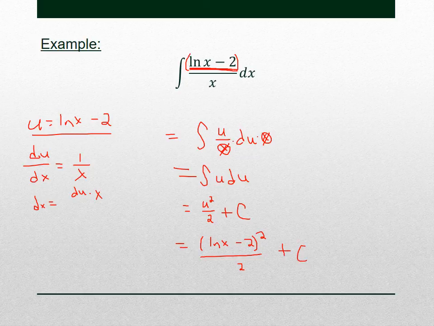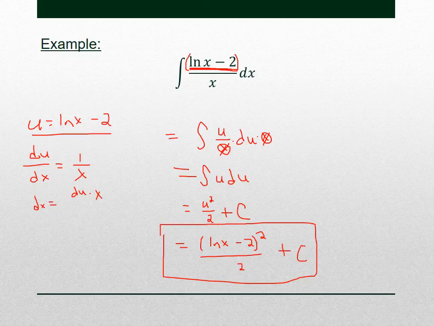Our last step, of course, is to substitute in what u is in terms of x. When you do that, you get the natural log of x minus 2, all of that squared, over 2 plus c.